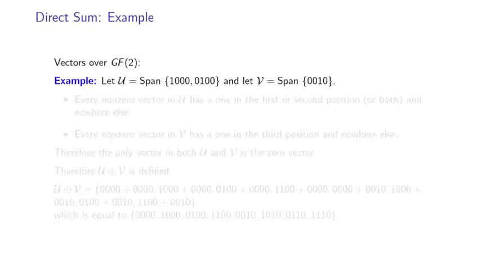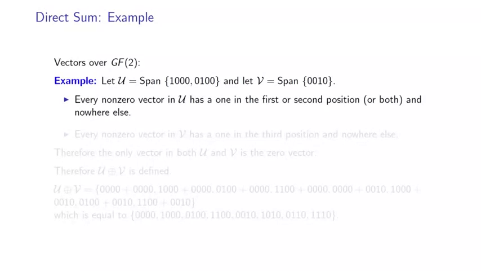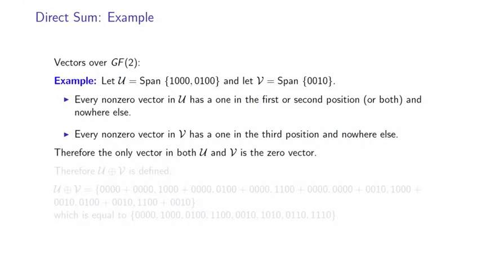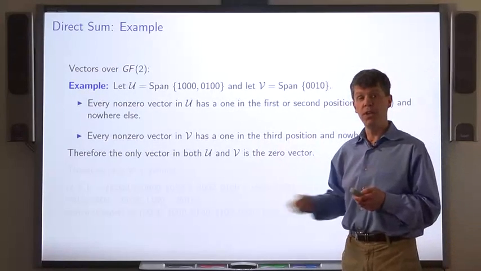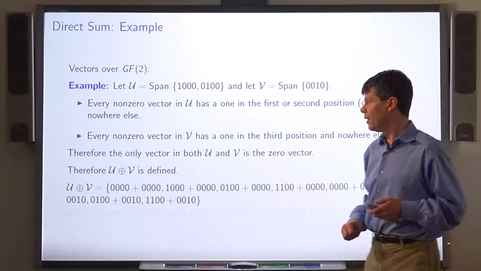So here's an example. Let's start with vectors over GF2. We'll let big U be the span of these two vectors, and let big V be the span of this one vector. Now, note that every non-zero vector in big U has a 1 in the first or the second position, or both. And every non-zero vector in big V has a 1 in the third position. So there are no vectors in common other than the zero vector. So we can form the direct sum. And here's the direct sum.